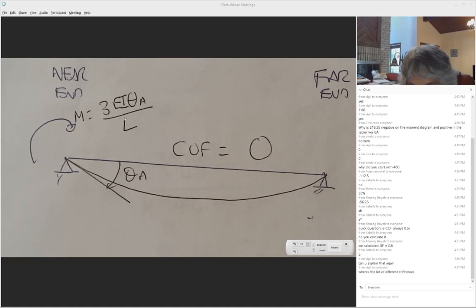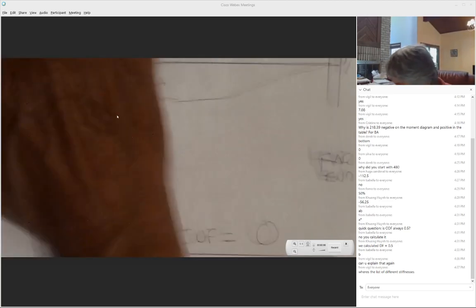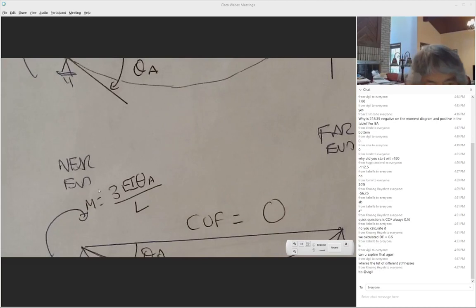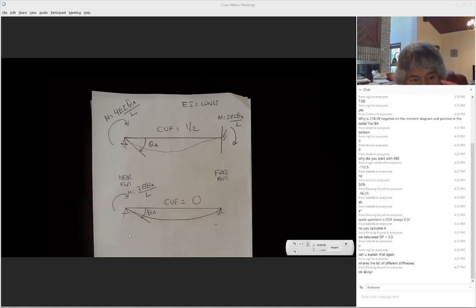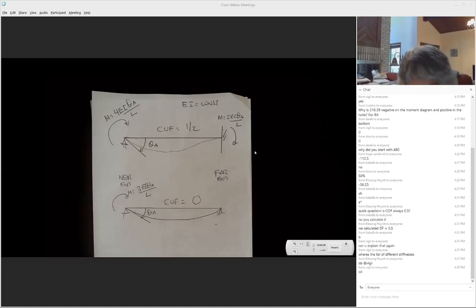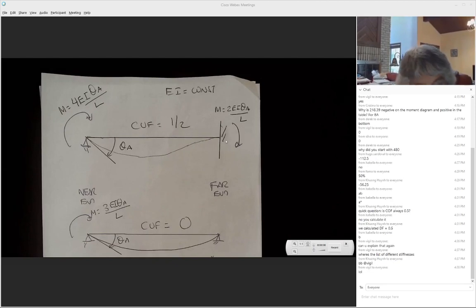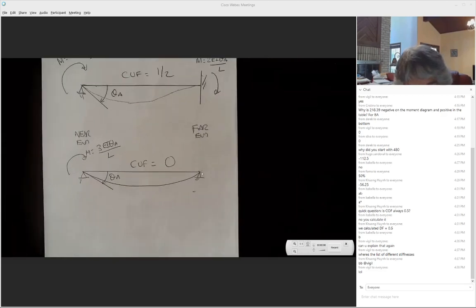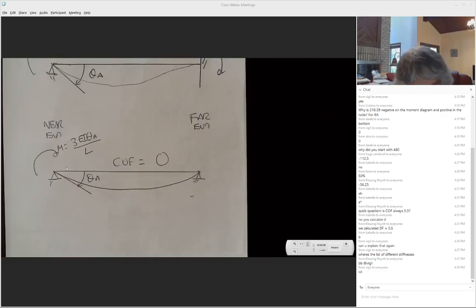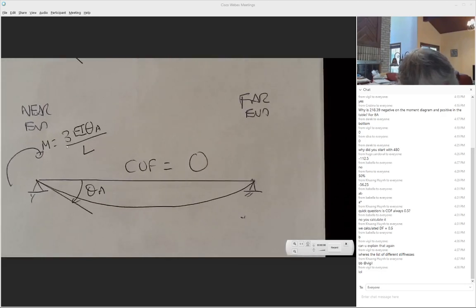Where is the list of different stiffnesses? Here it is. The only 2 stiffnesses, the only 2 cases. Whenever the far end is fixed, whatever moment I put in here, this is going to be 50% carryover, factor 1/2, stiffness 4EI/L. Whenever the moment at the far end is 0, stiffness 3EI/L, carryover factor 0.